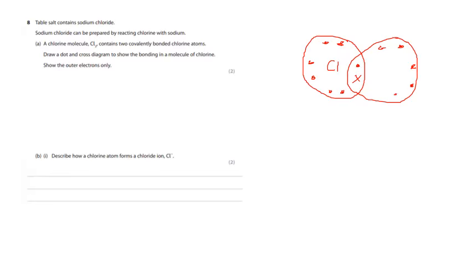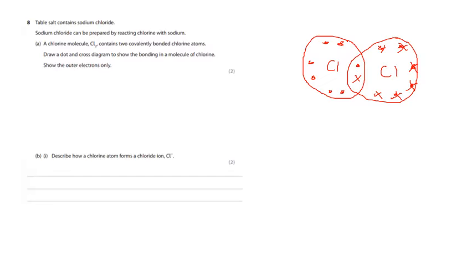Yeah, these should be crosses, shouldn't they? There you go. Nice and neat. Beautiful. And that's my other chlorine. And that's a dot and cross diagram for a chlorine molecule, Cl2. Show the outer electrons only. Yep, sorted.